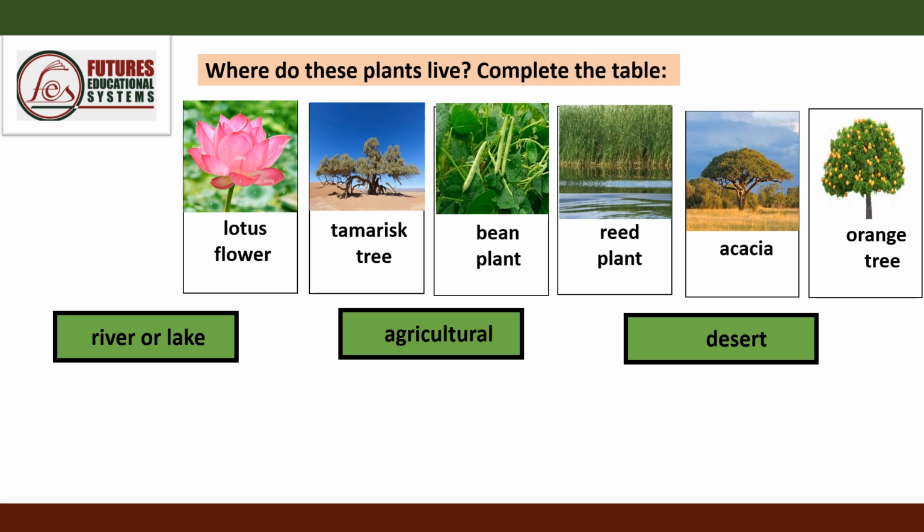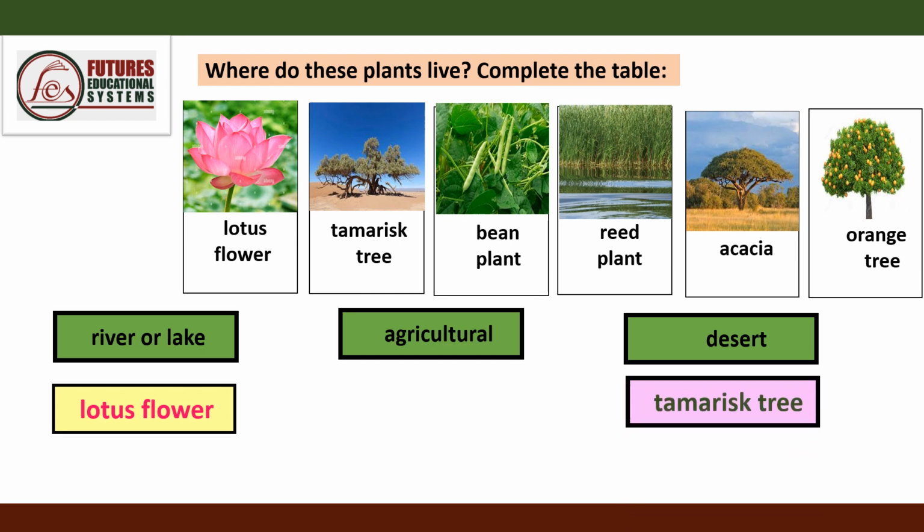Lotus flower. Where does the lotus flower grow? It needs a lot of water, so it grows in a river or a lake. What about the tamarisk tree? As you can see, it doesn't need a lot of water, and it grows in the desert. Bean plant. The bean plant grows in an agricultural habitat, and it needs some water.